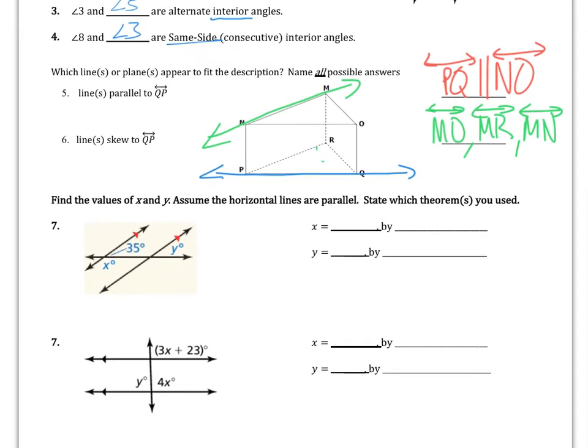Next, we have some lines that are parallel. A little reminder, these arrows right here mean that these two lines are parallel. And so we have our theorems for our special angles.